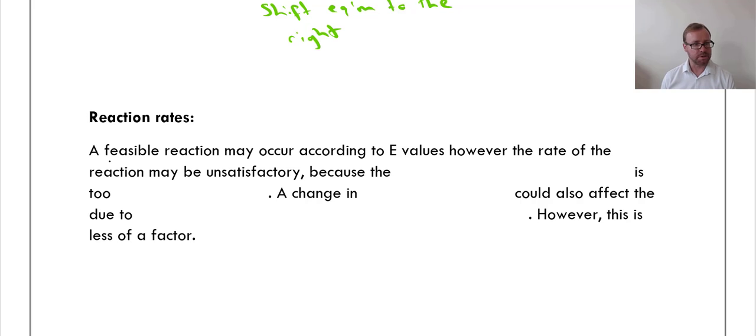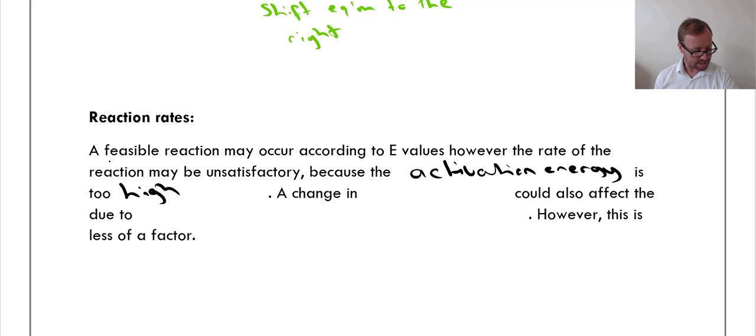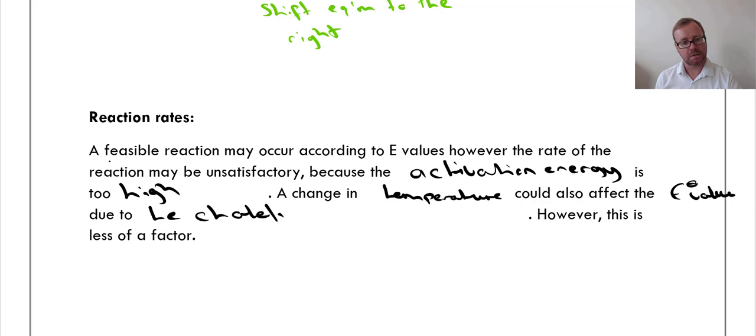We can have a look at a bit of reaction rates as well. A feasible reaction may occur according to E values, however the rate of reaction may be unsatisfactory because, as always, the activation energy is too high. And a change in temperature could also affect the E value, due to Le Chatelier's principle.